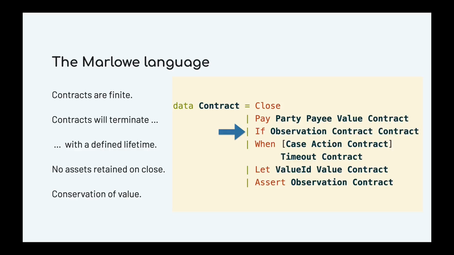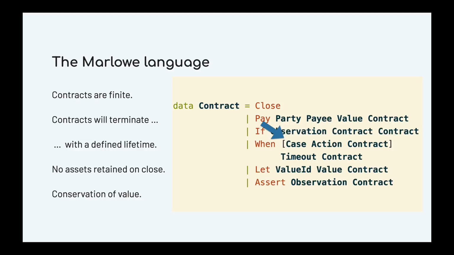We can go in two separate directions. We can observe whether or not a particular observation is true or not. If the observation is true, we follow the first contract. If the observation is false, we follow the second. So, simple payment and then a simple conditional. The most complex construct in Marlowe is the when construct. And you can see it takes three arguments.